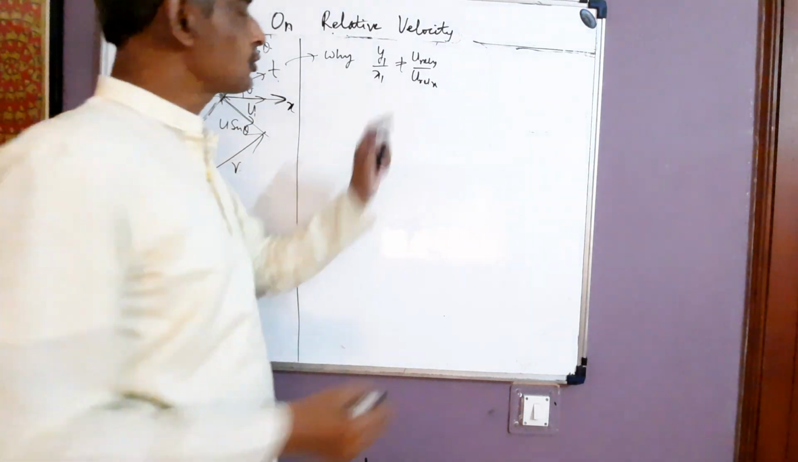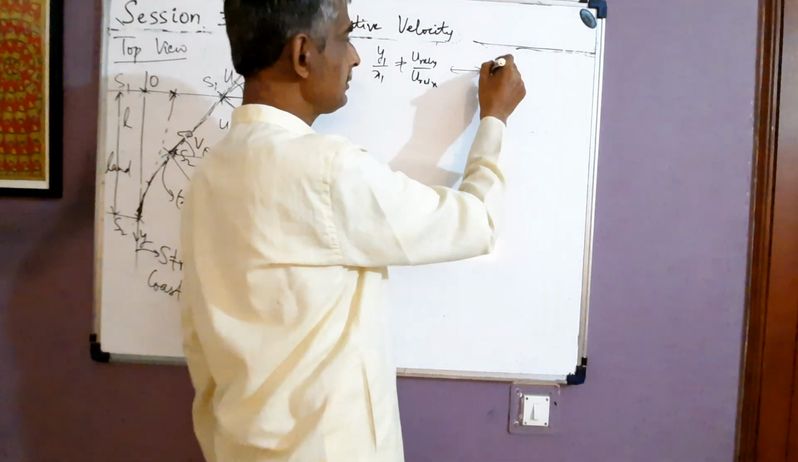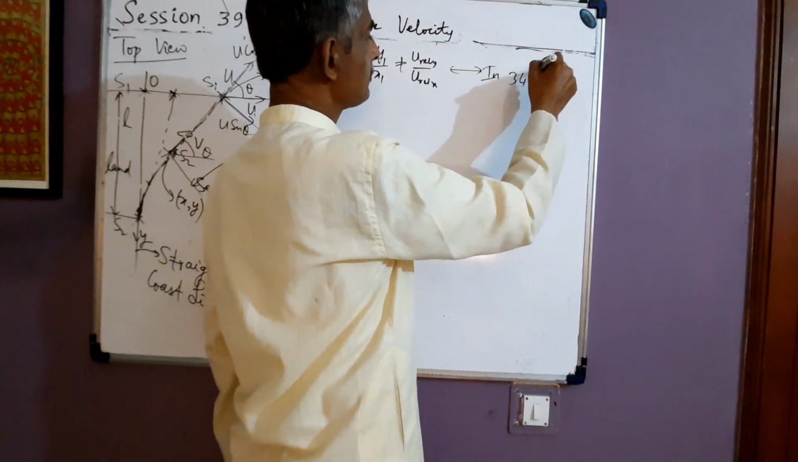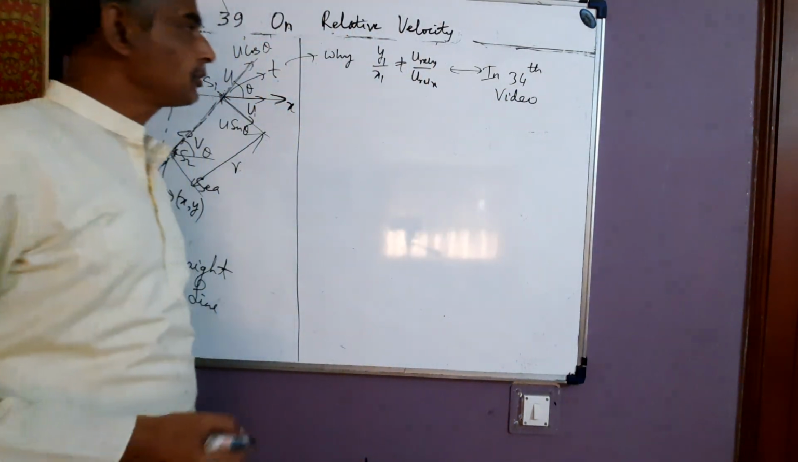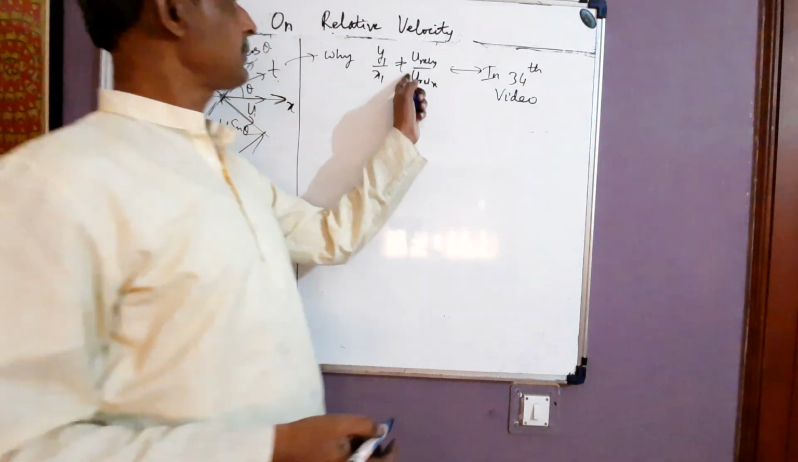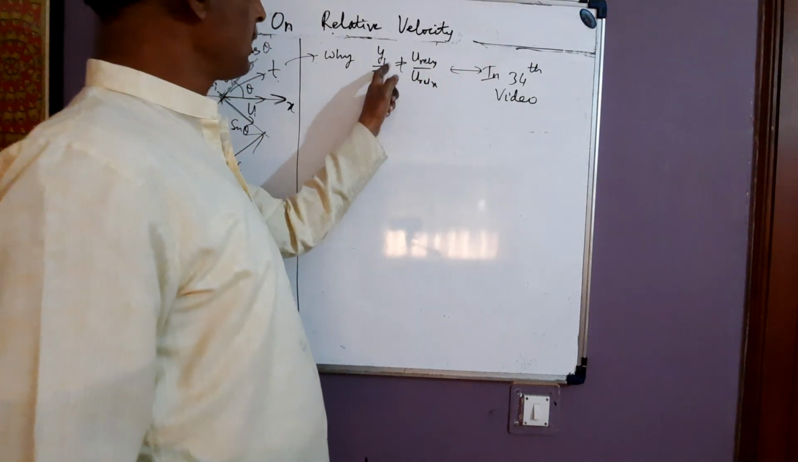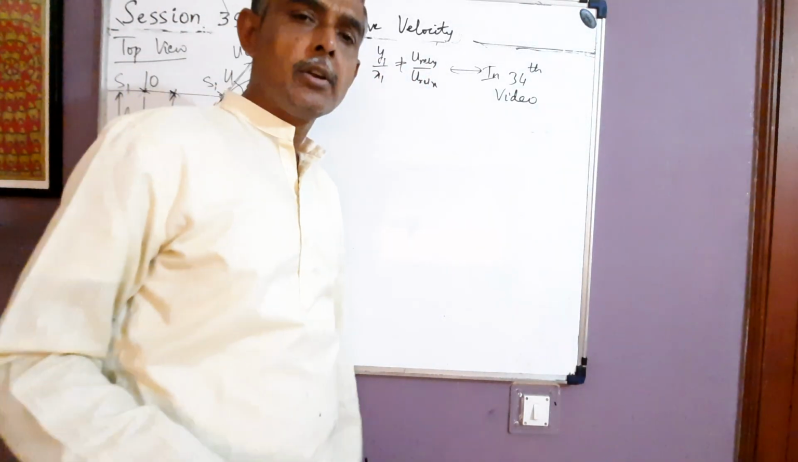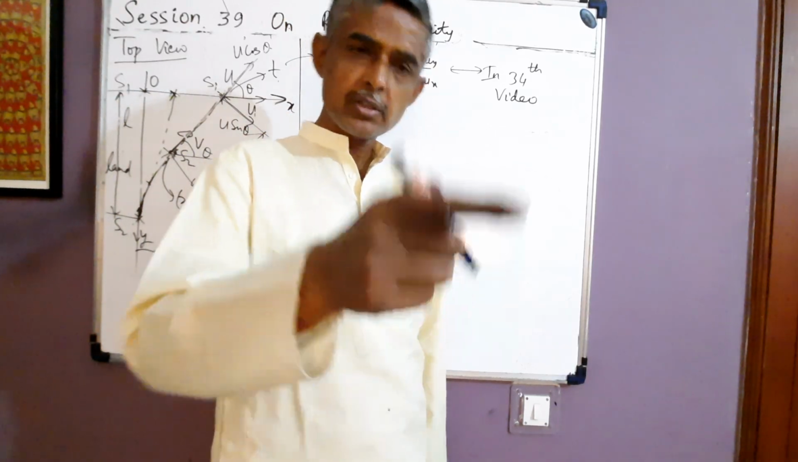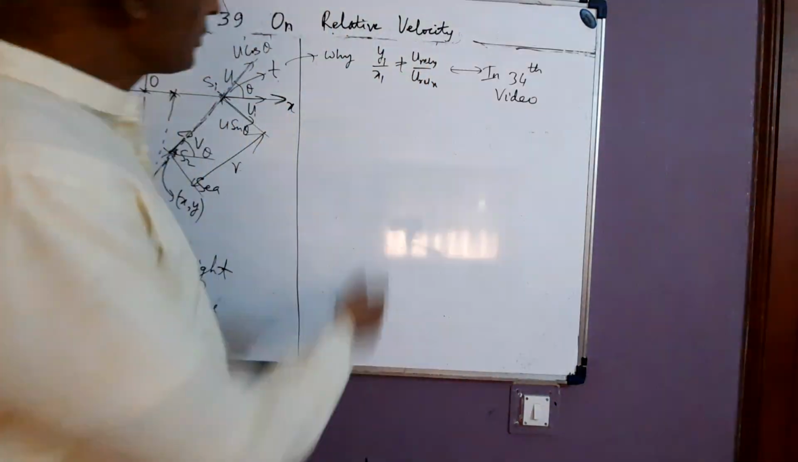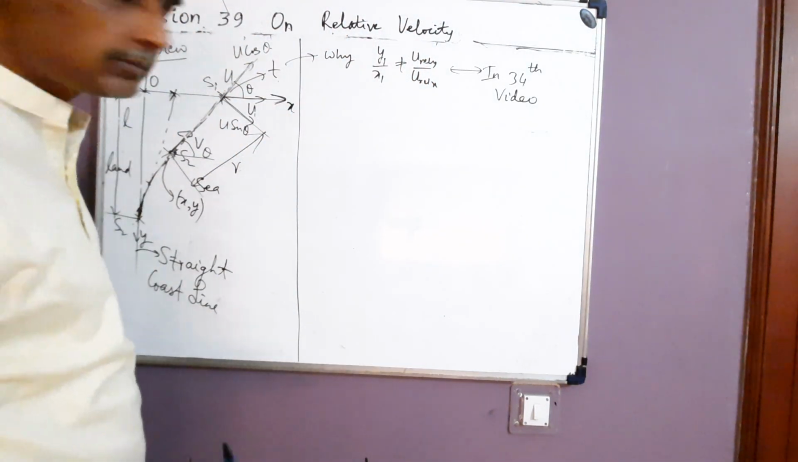We used this formula in the 34th video. This was discussed in the beginning of the 34th video. This equality holds provided the path of S2 as seen from S1 is a straight path. Then only this formula is valid, otherwise it is not going to be valid.